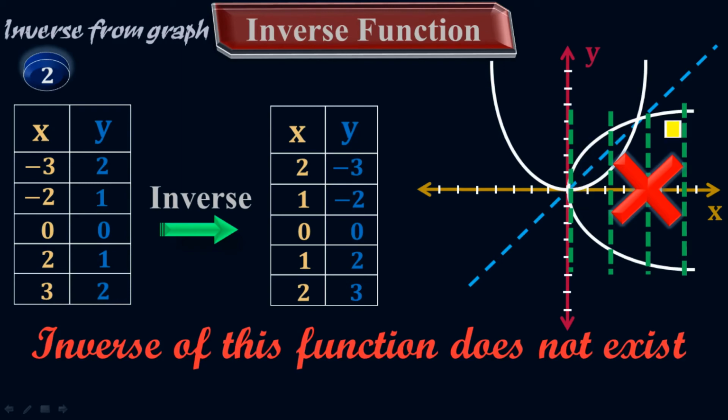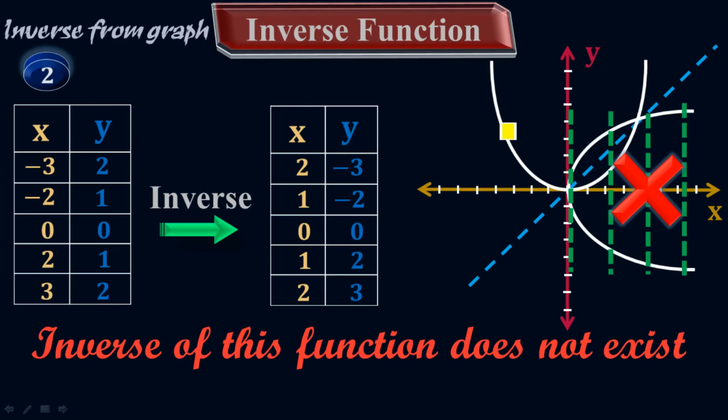For the inverse function to exist, the original function must pass the horizontal line test. This parabola does not pass the horizontal line test. Therefore, the inverse graph also does not satisfy the vertical line test. For the inverse graph, the vertical line test is a must. If it passes, then we can say it is an inverse function. Otherwise, it is not an inverse function. So the inverse of this function does not exist.